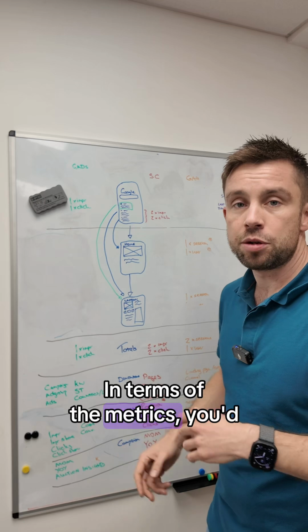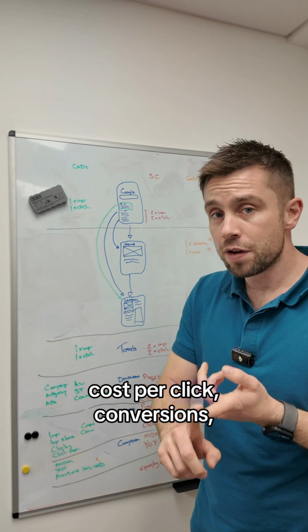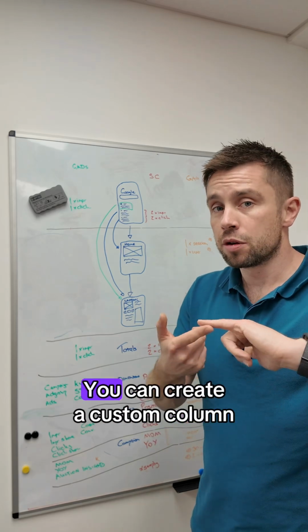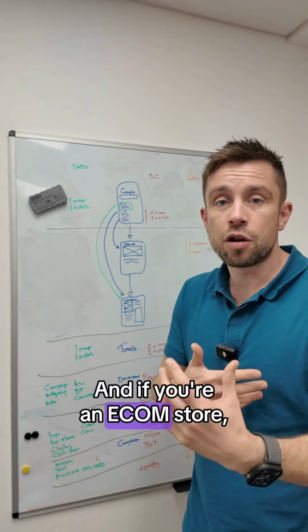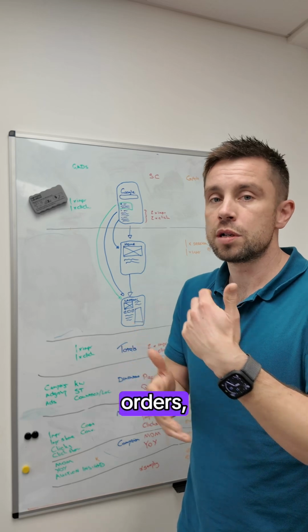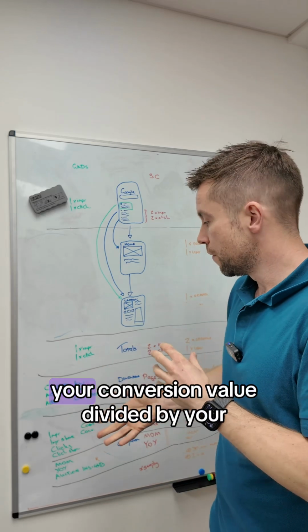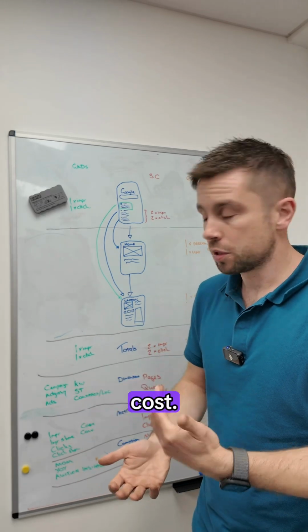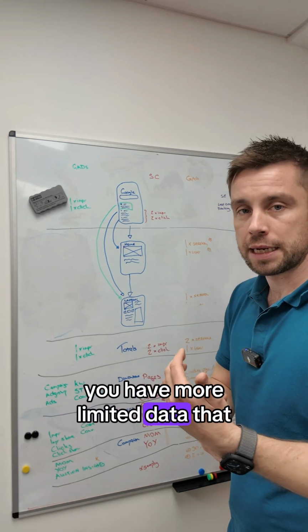In terms of the metrics, you'd be looking at things like impressions, clicks, cost per click, conversions, and cost per conversion. You can create a custom column as conversions per impression, and if you're an e-com store, you'll be pulling in things like orders, revenue, and your ROAS, which would be your conversion value divided by your cost.